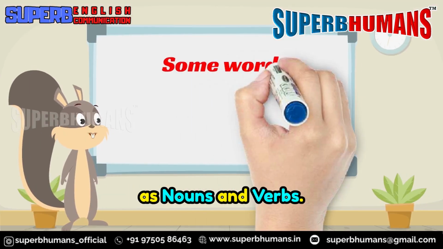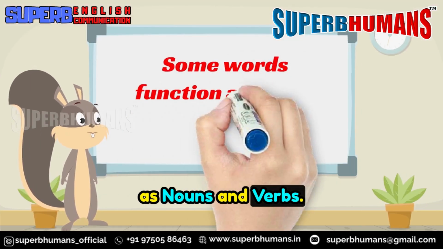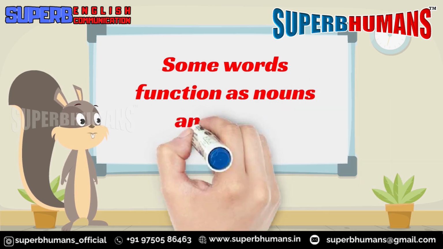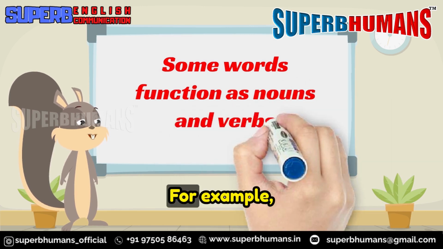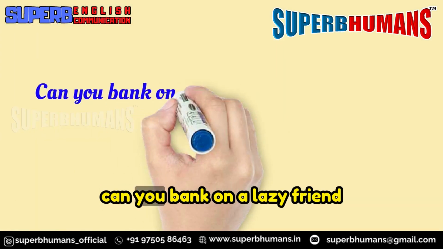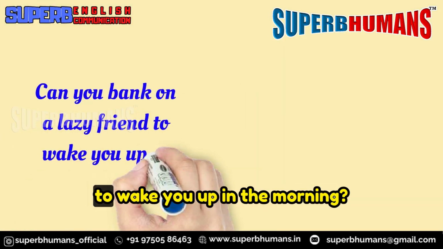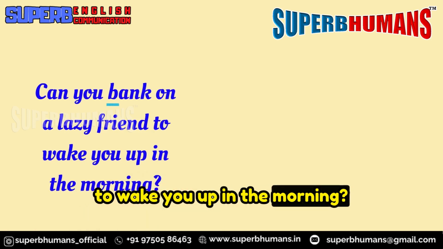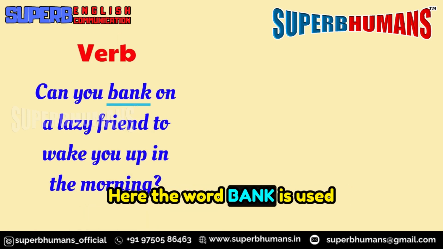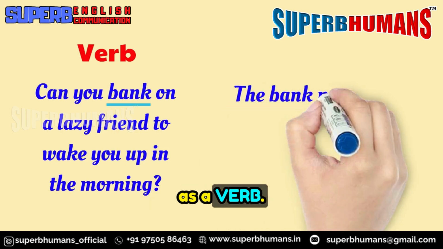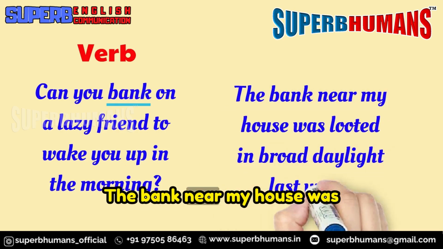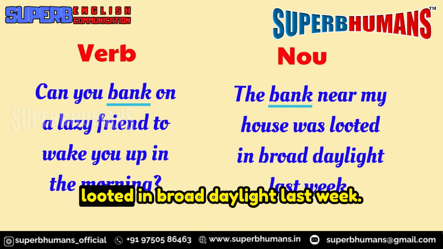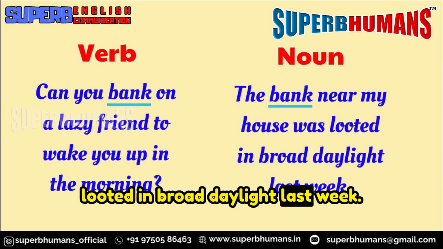Some words function as nouns and verbs. For example, can you bank on a lazy friend to wake you up in the morning? Here, the word bank is used as a verb. The bank near my house was looted in broad daylight last week.